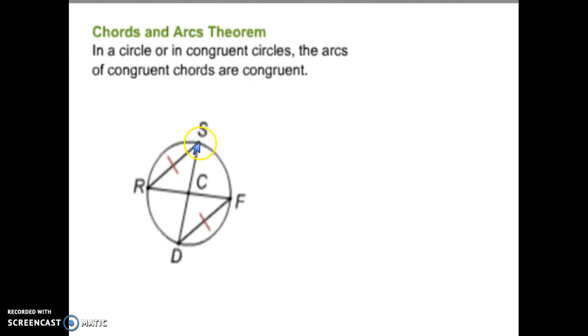The next one gives you a picture and gives you some congruent segments and wants to know the arc. So this one you need to remember the chord and arc theorem, and it tells you that in a circle or in congruent circles, the arcs of congruent chords are congruent. So they tell you these chords are congruent, and that's going to tell you that the intercepted arcs, which are RS and FD, are also congruent. So if I told you RS was 95, then FD would also be 95.